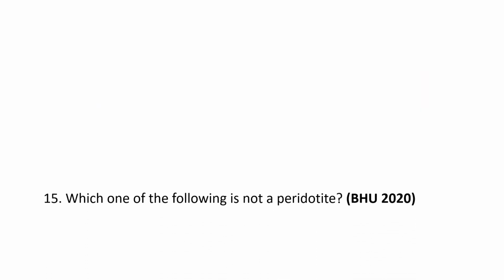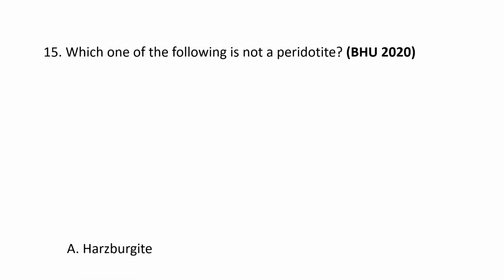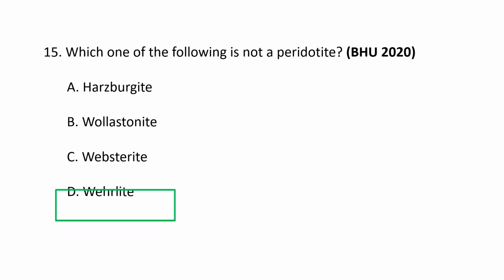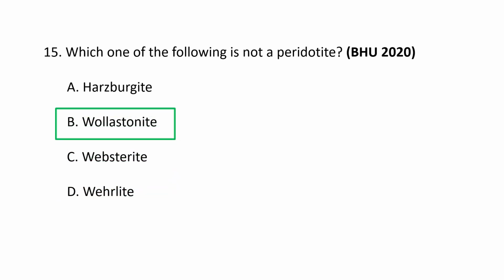Next question. Which one of the following is not a peridotite? A. Harzburgite, B. Wollastonite, C. Websterite, and D. Lherzolite. So the correct option is B. Wollastonite. Wollastonite is a calcium silicate mineral, that is CaSiO3, while peridotite is a coarse-grained ultramafic igneous rock composed primarily of olivine and pyroxene, and they have different chemical compositions, crystal structure, and geological origins.